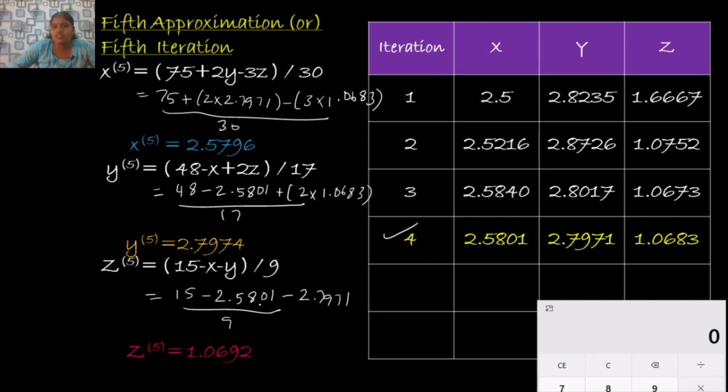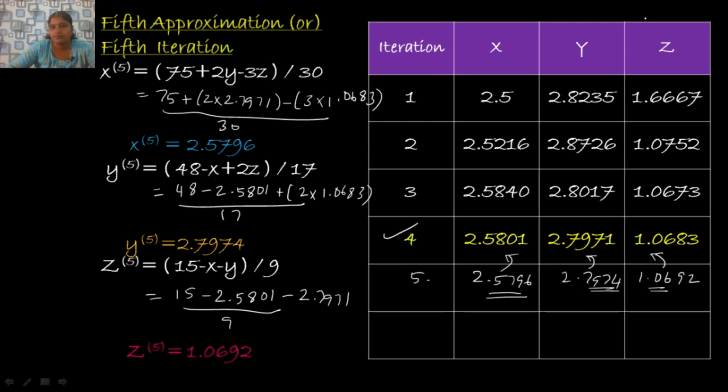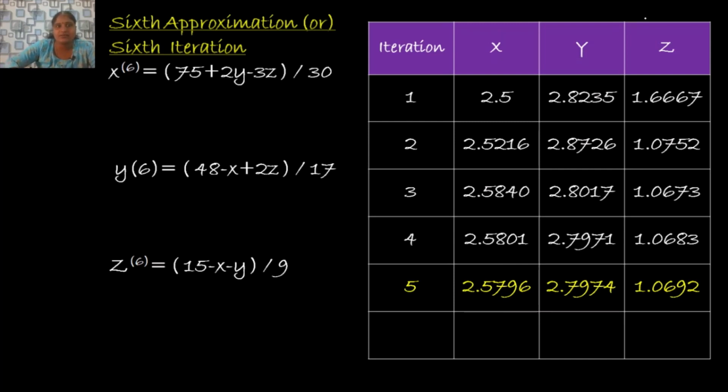So in the fifth iteration we get the value of x as 2.5796, y value as 2.7974 and z value as 1.0692. Compare these values of x, y, z to check whether they coincide with the previous iteration values up to 4 decimal places. Here the values of x, y, z don't coincide with the values in the previous iteration up to 4 decimal places. Now let me move on to the next iteration to calculate the values of x, y and z.